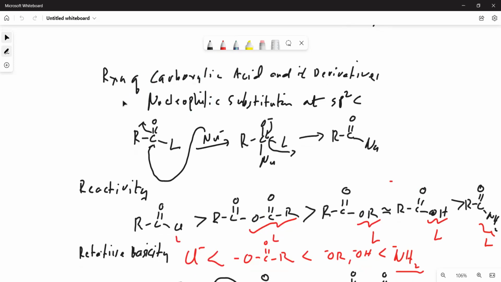This is the last part of reaction of nucleophiles, which is reaction of carboxylic acid and its derivatives. So the mechanism is also called nucleophilic substitution reaction, just like alkyl halides, alcohols, and ethers, except that the substitution happens at sp2 carbon, and this is the sp2 carbon.